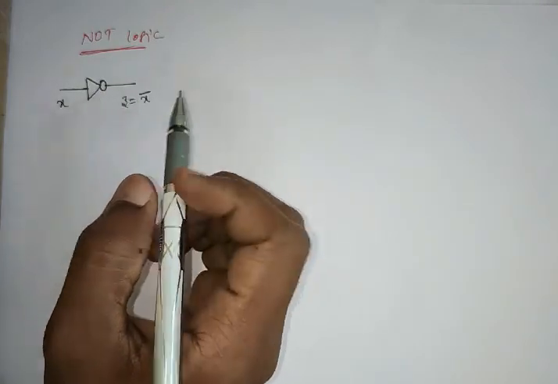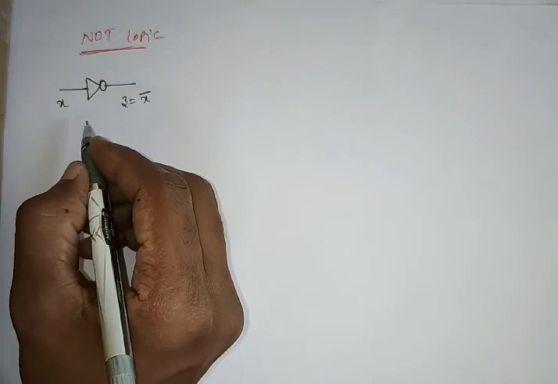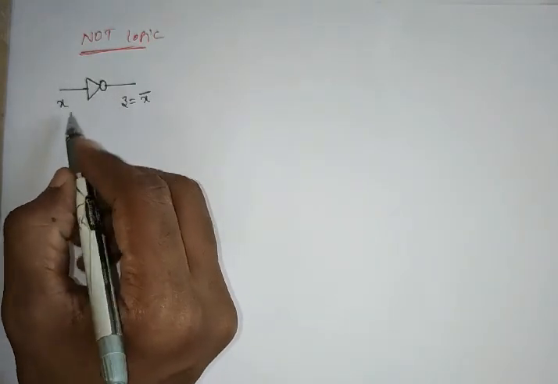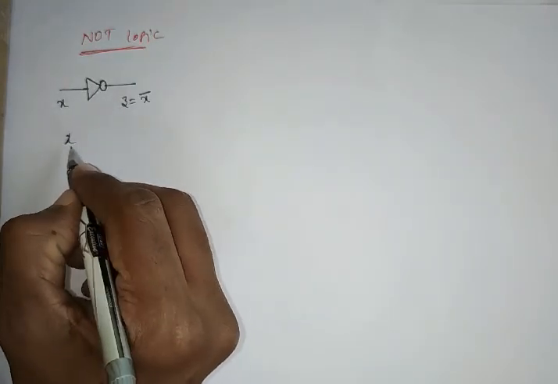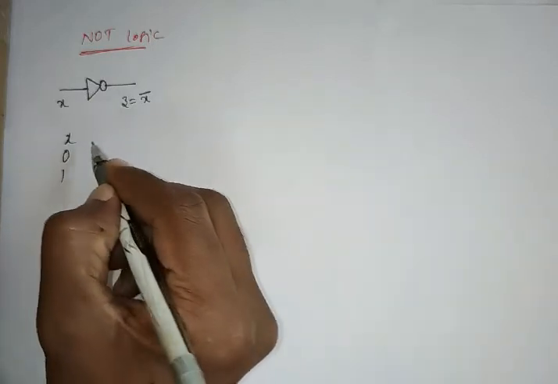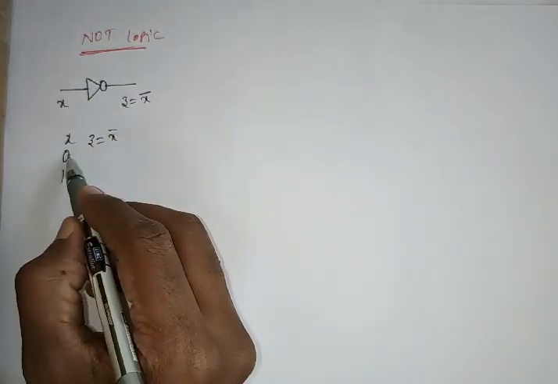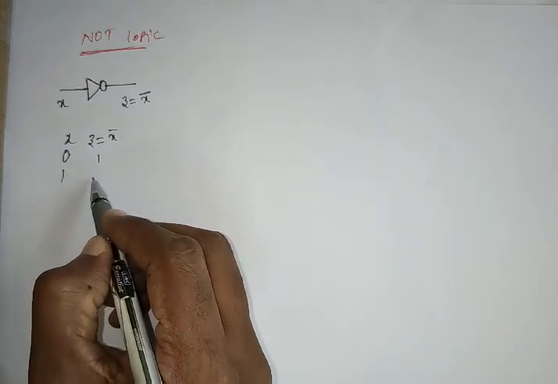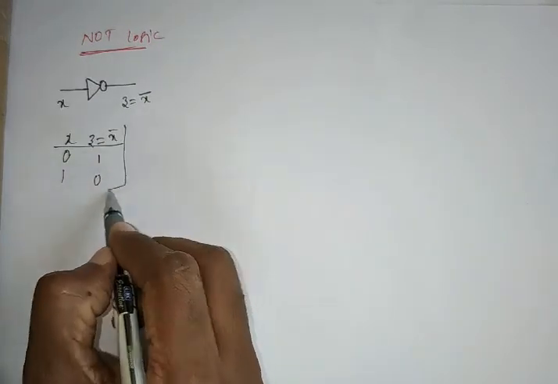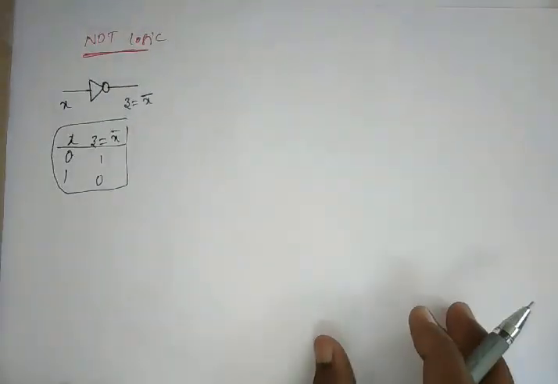With bubble means that is a representation of the complementary or NOT gate. So here X only single input, possible combination 0 and 1. Z is the output, that we have only consider X bar. That means 0 is the input, 1 is the output. 1 is the input, 0 is the output. So this is the complementary law or NOT gate.